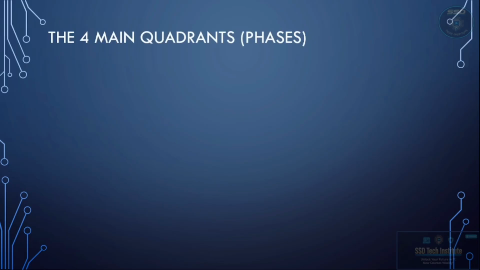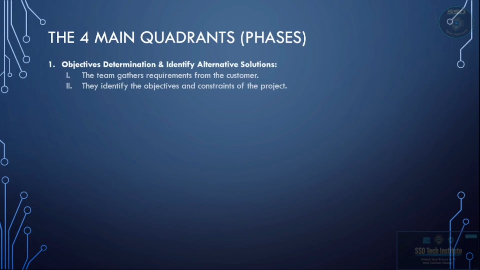These are the four main quadrants of the phases of the spiral model. Every time we complete a full loop of the spiral model, we go through the four main quadrants. Now let's break them down. The first one is objective determination. We gather the requirements from the customers and identify any constraints the project might have.